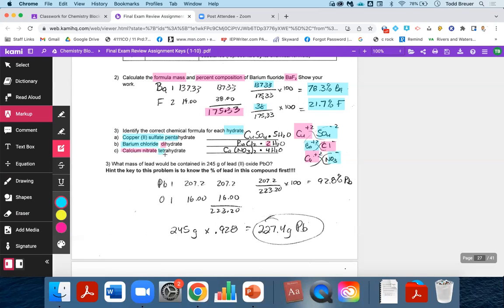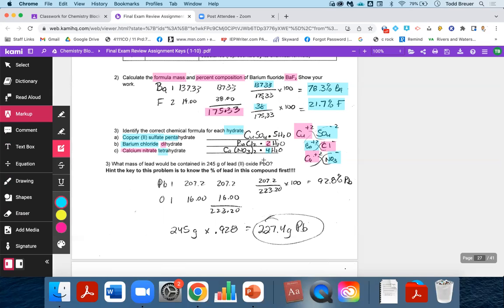And then we call this a tetrahydrate. Tetra is the prefix that represents 4, so 4 H2O. There we go. Those are the ideas that relate to naming hydrates. Number 3 is actually related to this percent composition idea.